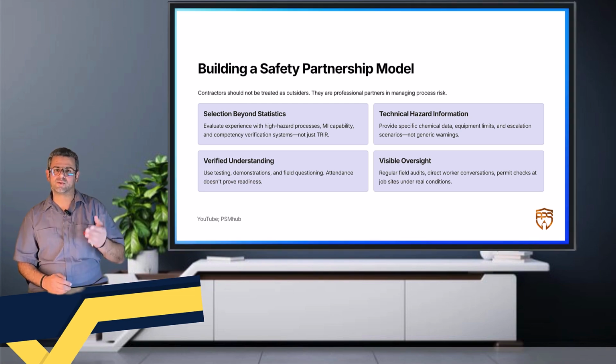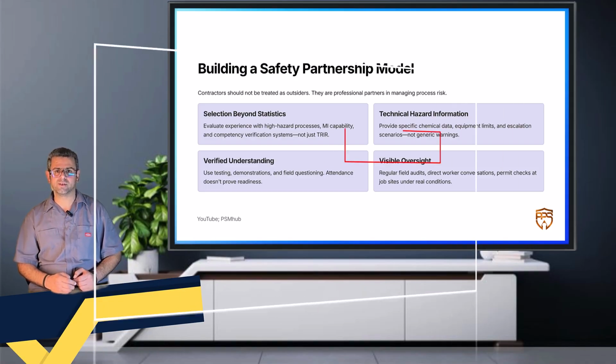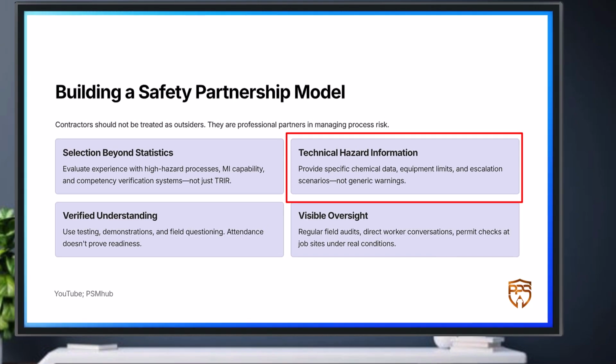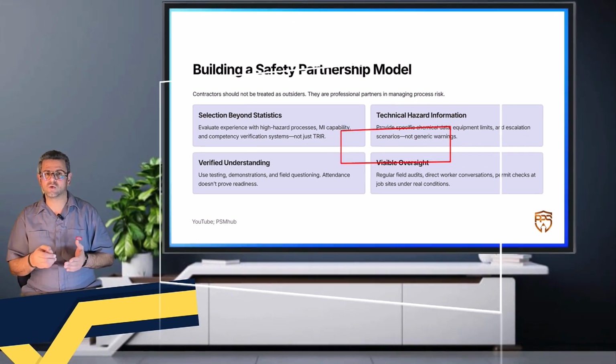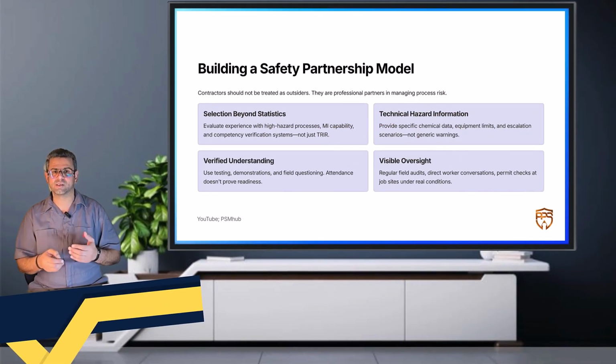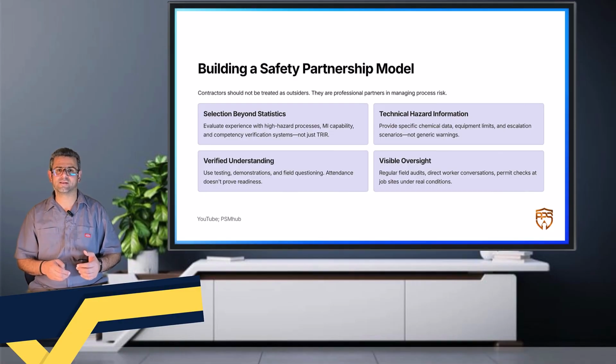This partnership also depends on real site-specific hazard information. Generic safety information is not enough for PSM-covered processes. Contractors must clearly understand the specific chemicals involved, the limits and sensitivities of equipment, and what can go wrong and how fast the situation can escalate. Process safety requires technical clarity and not general warnings.